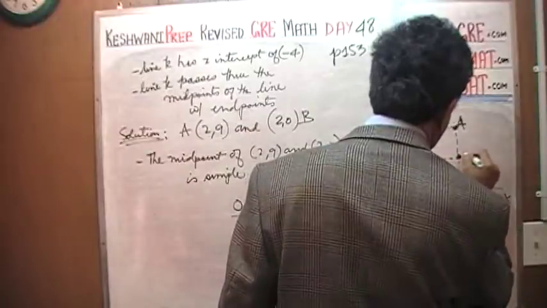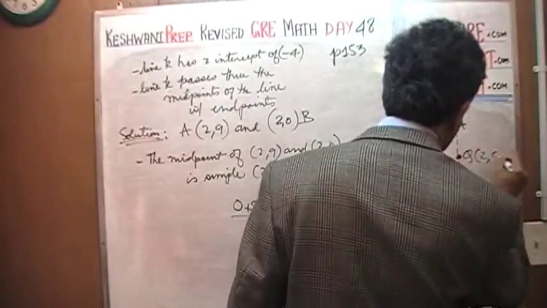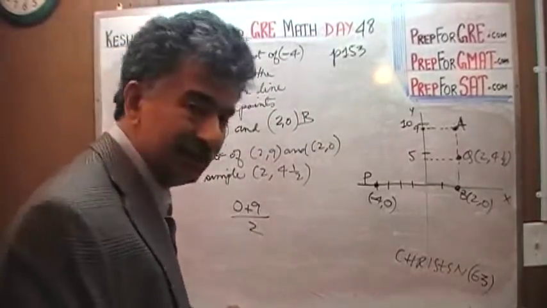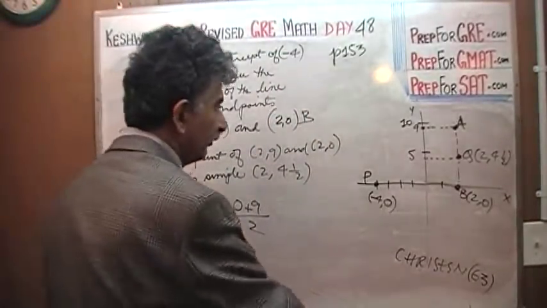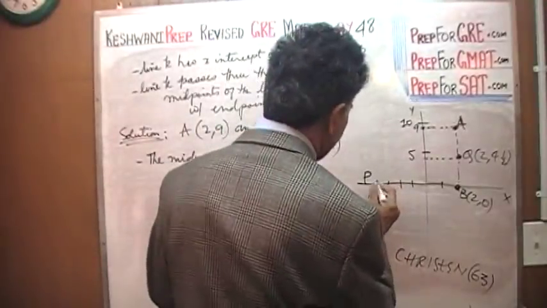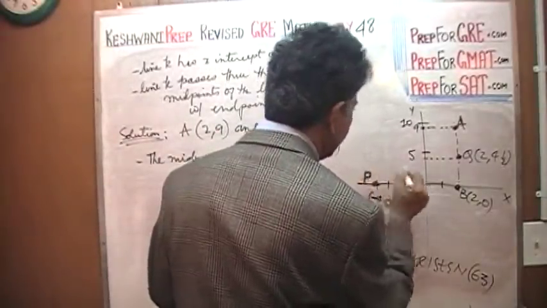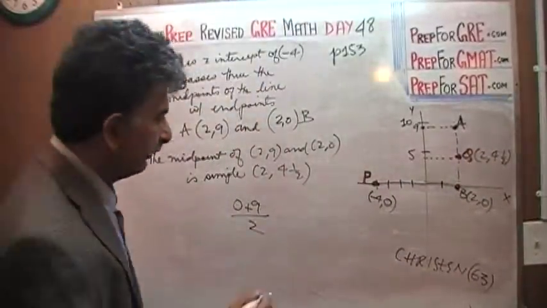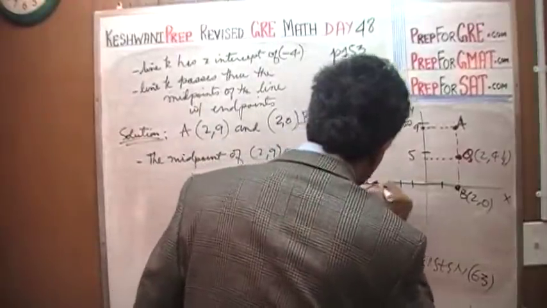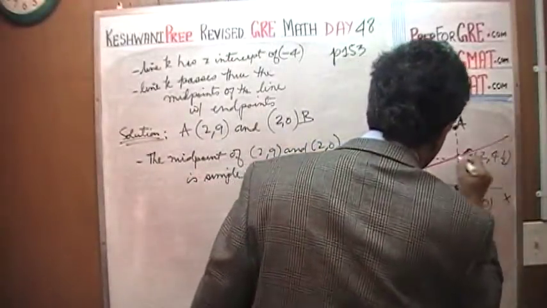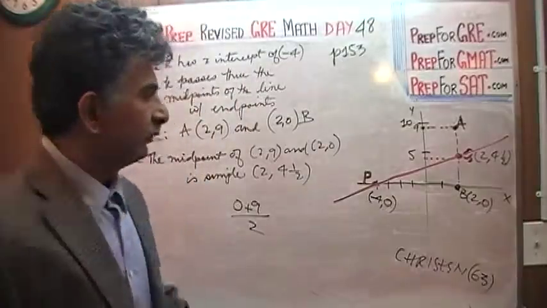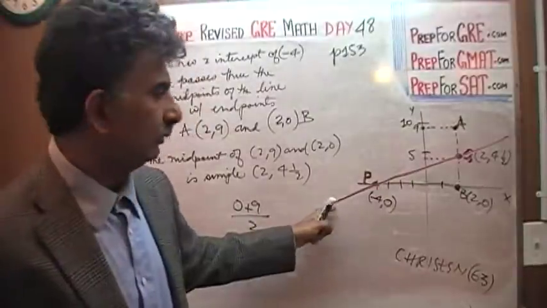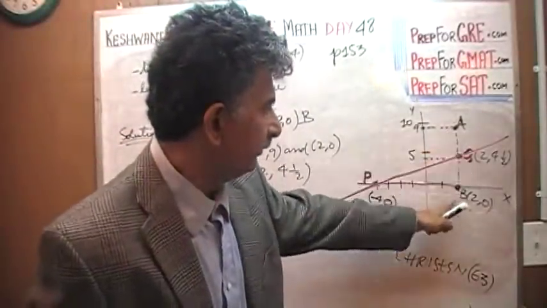Let's call it Q. 2 and 4.5. You see how we're keeping it separate? The A's and the B's with the P's and the Q's, because they belong to different lines. This is our P, this is our Q. And the line that we are interested in is this line, which has nothing to do with the dotted line A and B. We were told that this line, PQ, goes through the midpoint of A and B. We just located the midpoint.